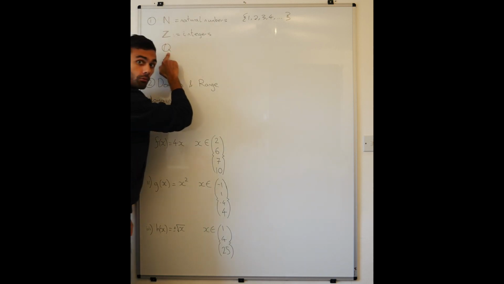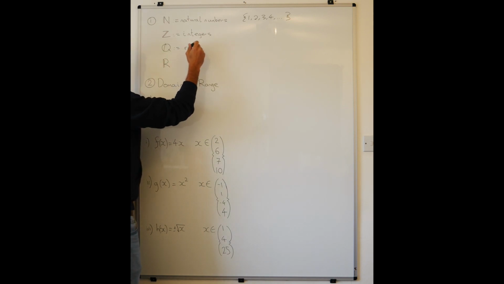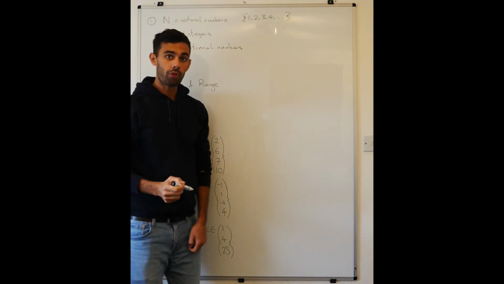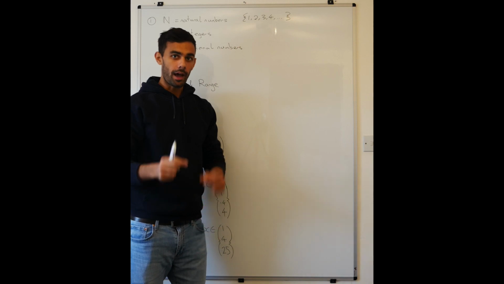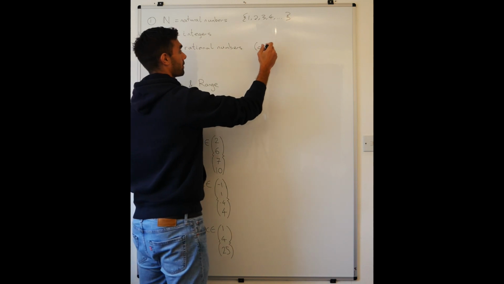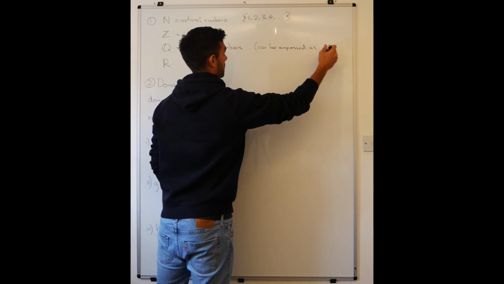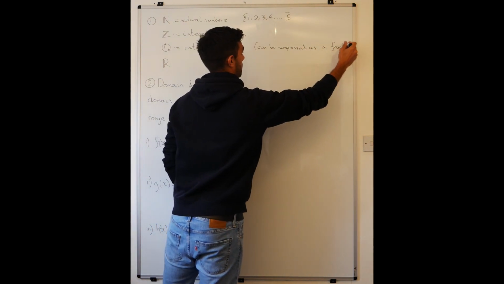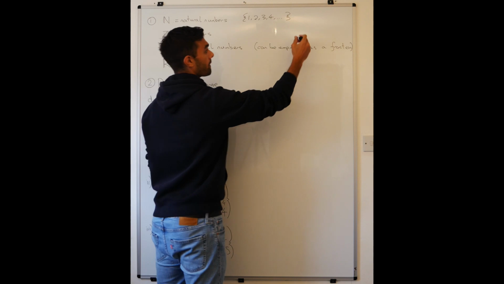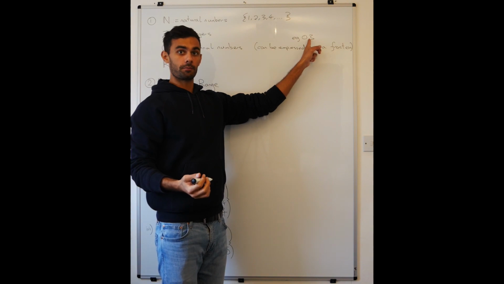The Q represents the rational numbers. A number is rational if it can be expressed as a fraction, and the numerator and the denominator of that fraction have to be integers. So a good example is something like 0.3. Although it's a decimal, you can easily express it as a fraction, 3/10.